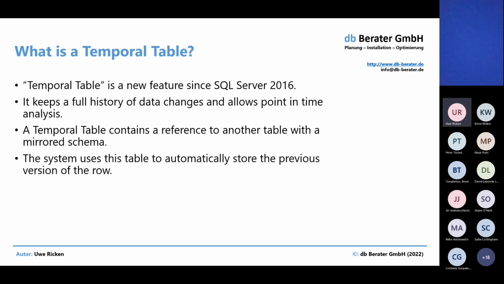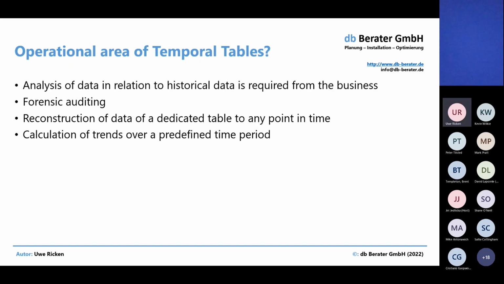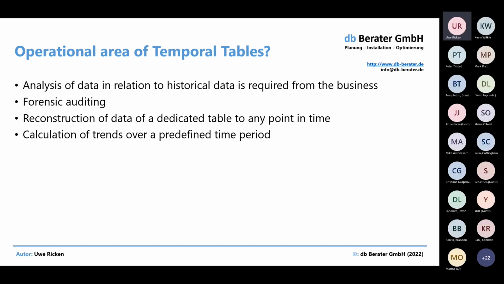The system uses this table to automatically store the previous version of the row. And when you read automatically, it really is automatic, with all its good things and bad things. Because when we are talking about storing data in a second table behind your normal transaction, be aware that the storage of the data in temporal tables is inside your user transaction. So the longer your normal user transaction takes, the longer the time for bringing the data into the temporal table, which belongs to your user transaction.